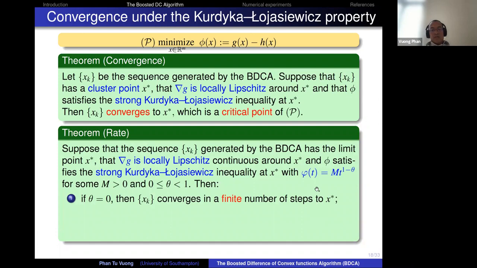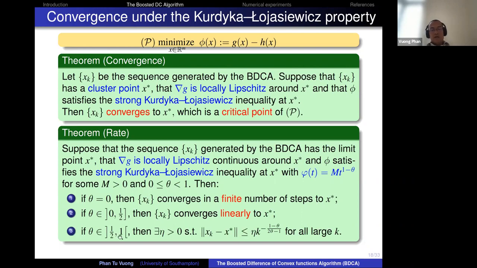And with a specific function phi, for example, in this case, if phi(t) equals m t^(1-theta) for some theta belonging to (0, 1). This one was used by Vojins 2 weeks ago. That we have the convergence rate. If theta equals 0, then we have finite convergence. If theta is between 0 and 1/2, we have linear convergence. And if theta is from 1/2 to 1, then this is a sublinear convergence. Okay, any question on this one?